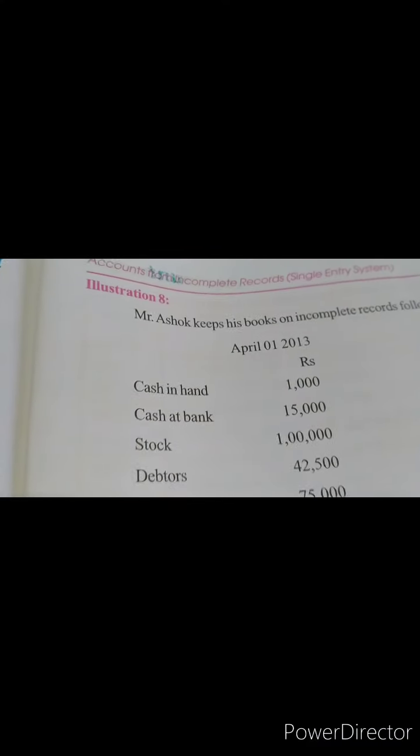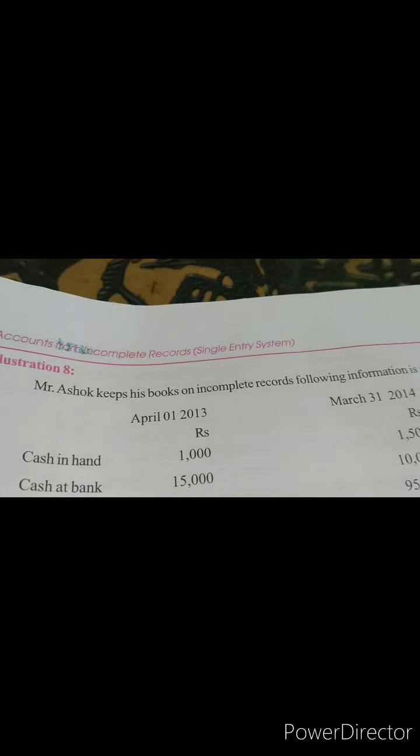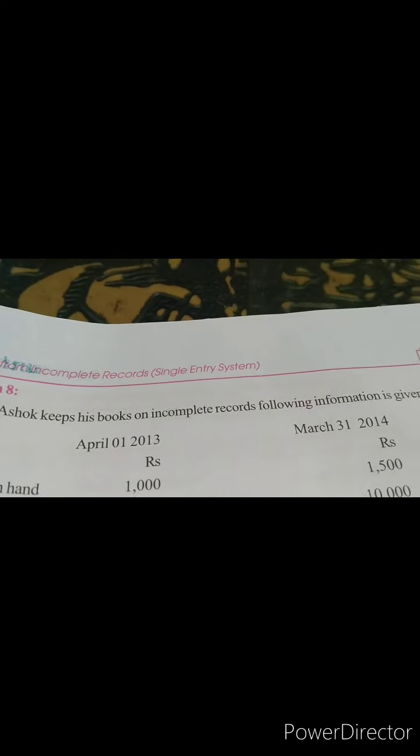So just pay attention now for illustration number 8. Illustration number 8, dear students. Mr. Ashok keeps his books on incomplete records. Following information is given below. You have April 1st, 2013, March 31st, 2014. This is the accounting year, which is followed by Mr. Ashok. So here, what does this mean?